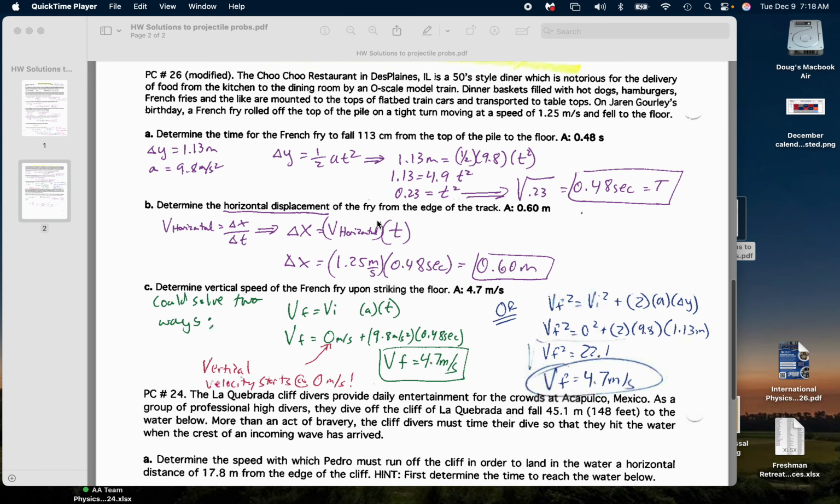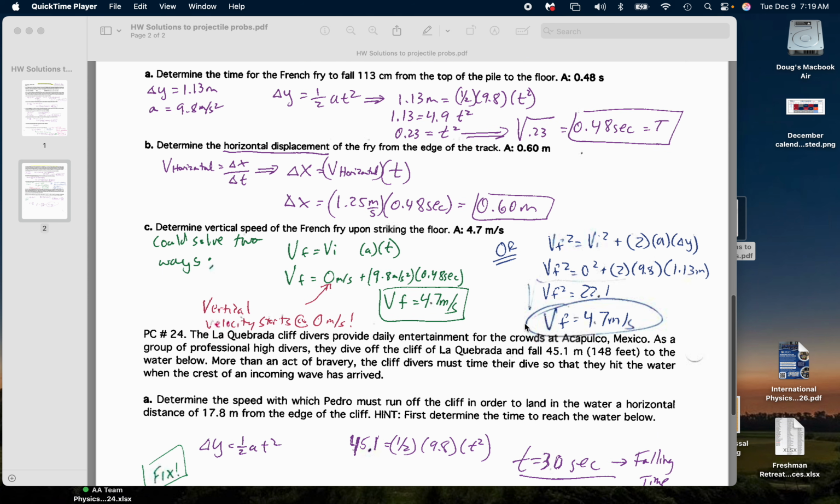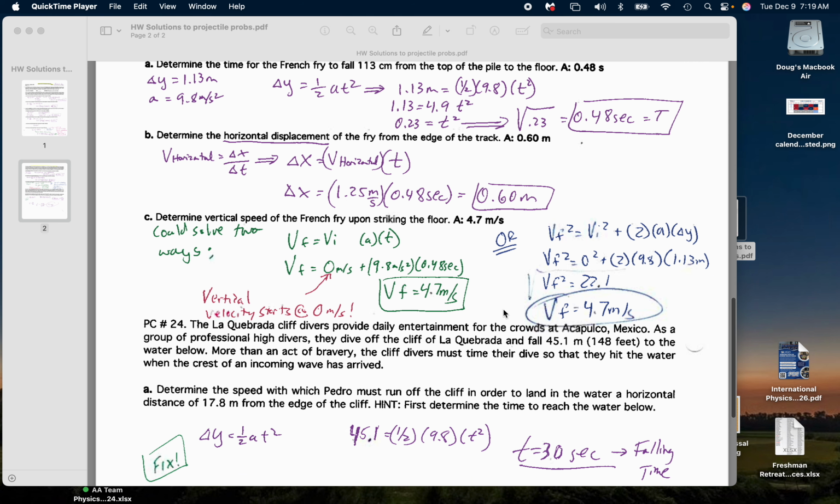You can either use this vertical formula, acceleration times time, or this one, Vf squared equals 2a times delta y. In both these cases, the initial velocity vertically is 0 because we're dealing with horizontally launched projectiles. So this is only 4.7 meters per second.